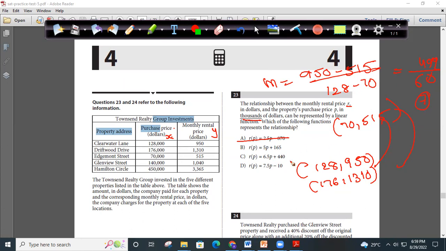So there are two options. So you do the exact value. I think you get 7.5 as the slope. So 7.5 P minus 10. No need to find even this, because the slopes are the same. Even if two slopes are 7.5, then you need to find c. To find c, you'll plug in any other point.